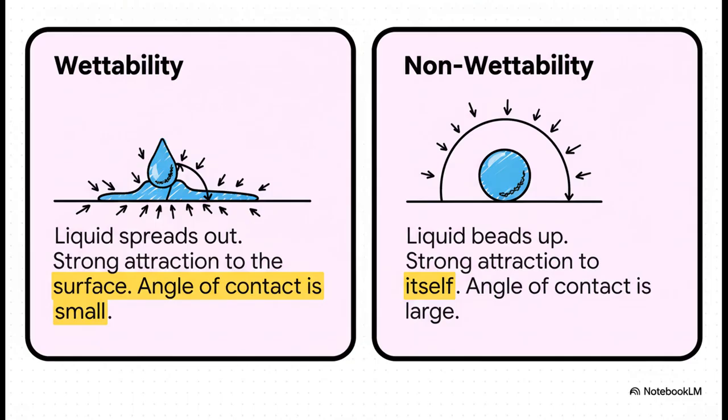Look at the left side here. When a liquid is more attracted to the surface it's on than it is to itself, it just spreads out, right? Makes a really small angle. But on the other hand, when it's more attracted to itself, it pulls inward into a little bead, and you get that big angle on the right. It's pretty amazing, really. It's like a tiny cosmic tug of war happening right in front of us.